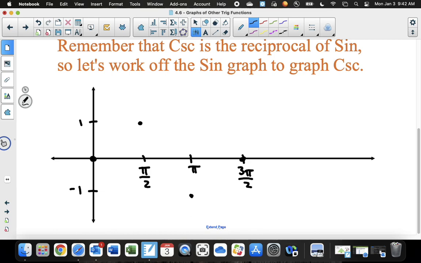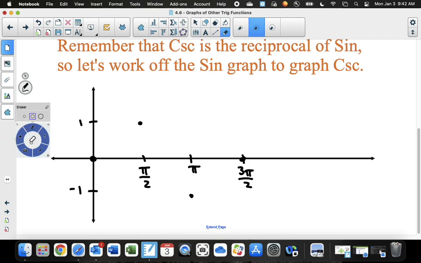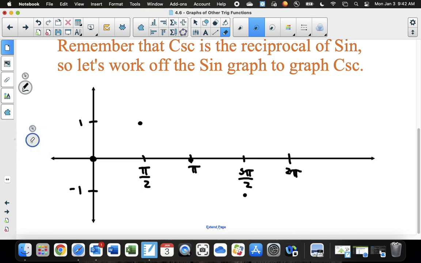Oh, hang on. I messed that up, didn't I? How come you didn't yell at me? Whoops. Midline point, minimum. There we go. I missed the midline one. And then finally, back at 2 pi, we're back to a midline point. So here's our parent function graph of our sine wave again.